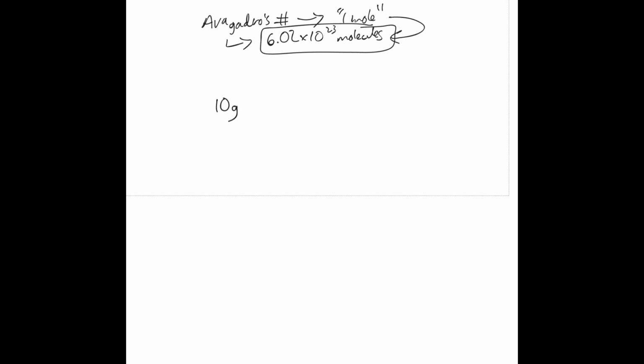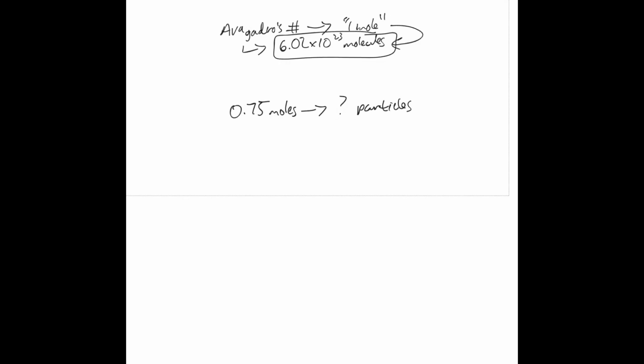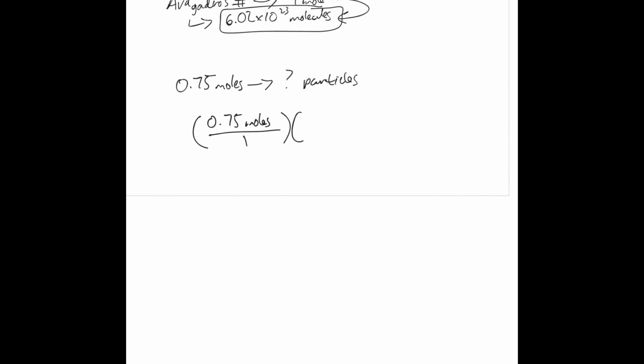We have, let's not do 10 grams. Let's just say we had 0.75 moles, right? We want to convert this directly into the number of particles. So how would we go about doing that? Well, we know there's a direct relationship. 1 mole is equivalent to 6.02 times 10 to the 23rd particles, right? So we can set up an equivalent fraction just like we've done before. And so we have 0.75 moles, which is our given supposedly. We put that over 1 in an equivalent fraction. And let's set this equal to number of particles.